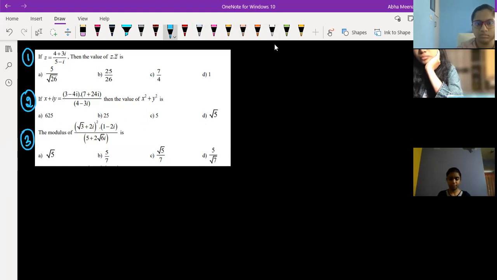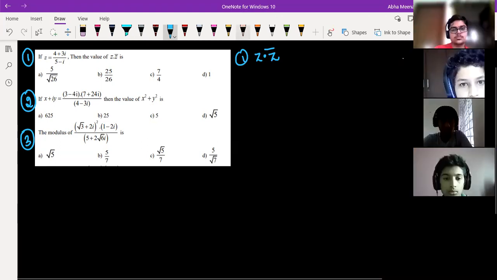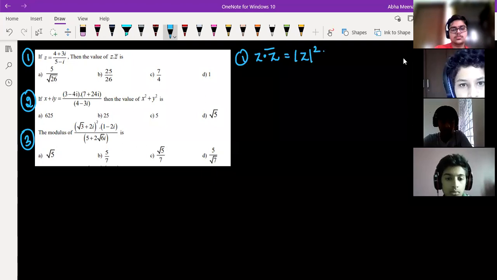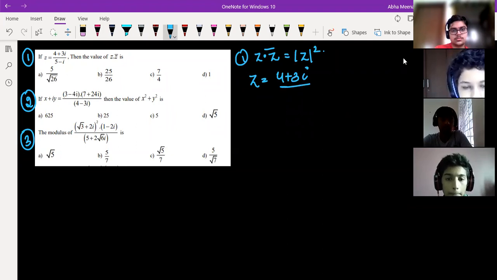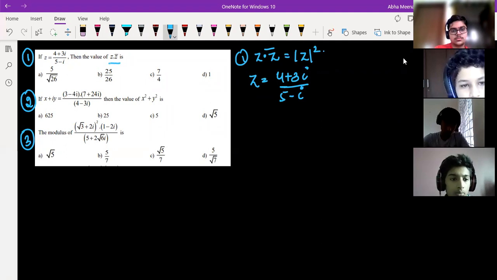What to tell further? The first question, Z into Z conjugate. Was there any formula for Z into Z conjugate? Are you able to recollect? Modulus of Z square. Very good. Exactly. So here Z is given to be 4 plus 3i by 5 minus i, right? You are asked what is Z into Z conjugate. So find the modulus of Z.